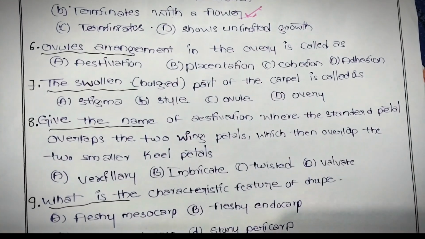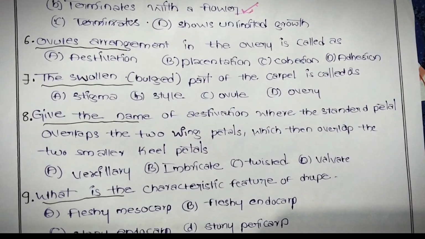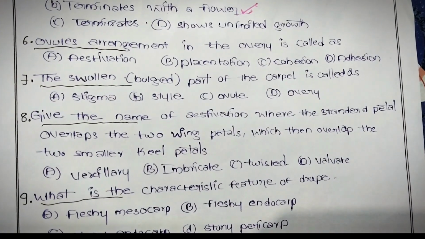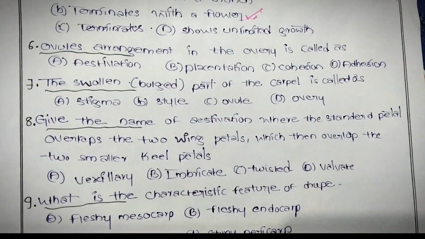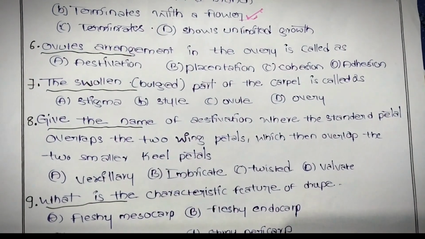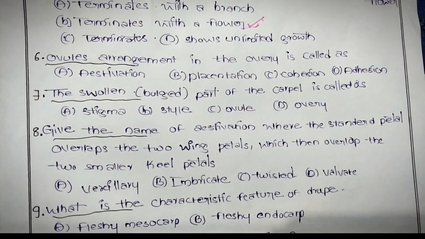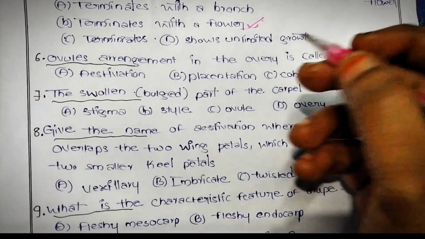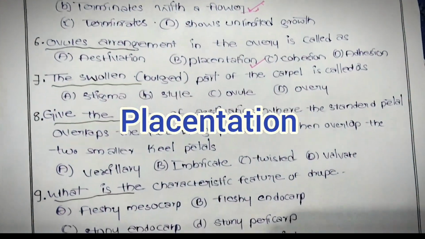Ovules arrangement in the ovary is called as, options are aestivation, placentation, cohesion, adhesion. So, for this, the correct answer is the arrangement of ovules within the ovary is called as placentation. Let's see the next question.